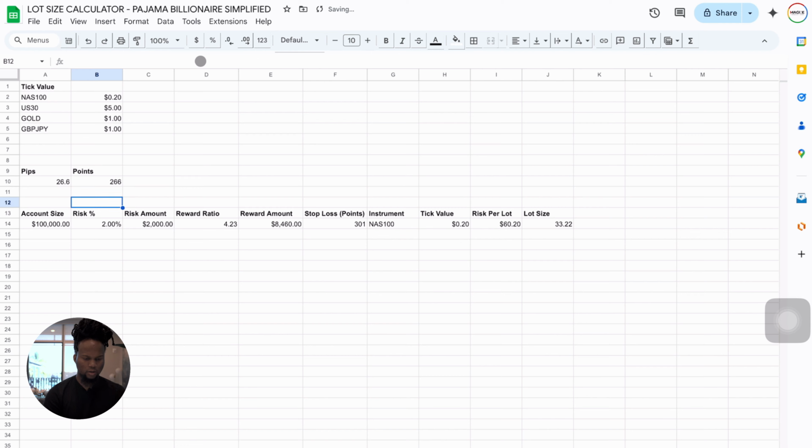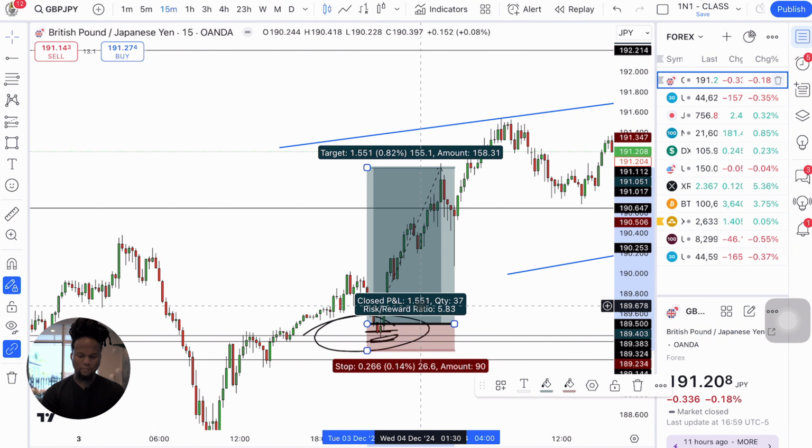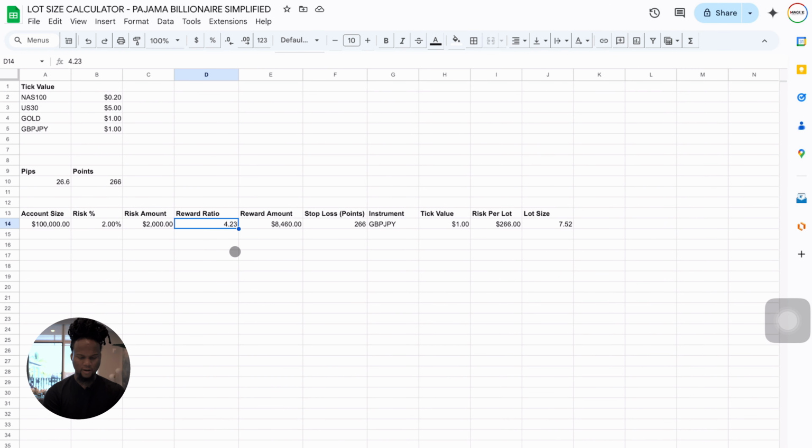Times 10, right? So this is going to be equal to this, right? Points. So stop loss in points. So GBP JPY is going to be equal to 7.52 lots, risking $2,000, right? And remember, the reward ratio is 5.83. So I would have made $2,000 to make $11,000.